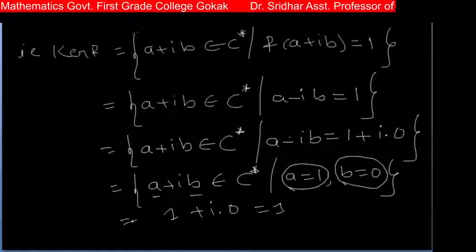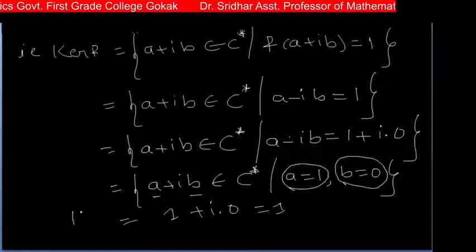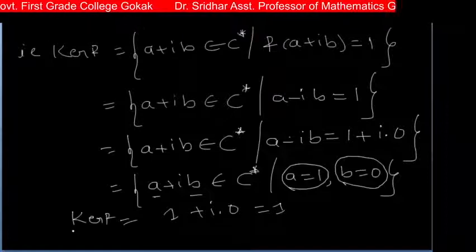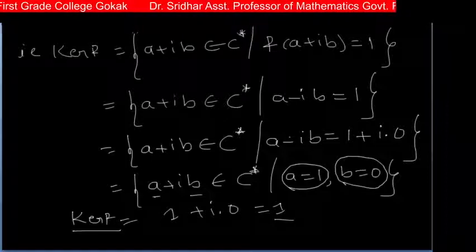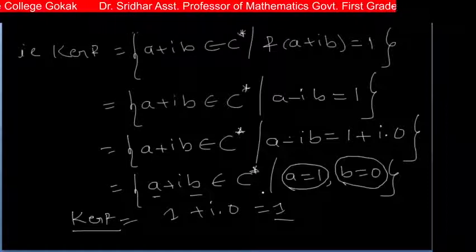So therefore the kernel of f is equal to 1. Kernel of f is equal to 1. Okay, so this is how we find the kernel of a given homomorphism.